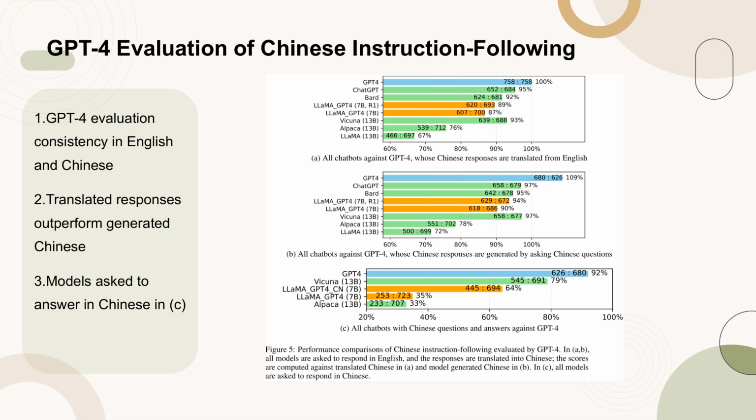This observation highlights the consistency of GPT-4's evaluation metrics across different languages and models. In C, the results demonstrate how models perform when directly asked to answer in Chinese, providing a comprehensive view of their capabilities in handling Chinese instructions.